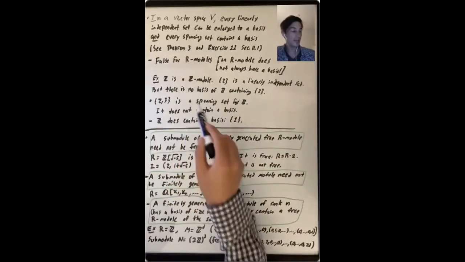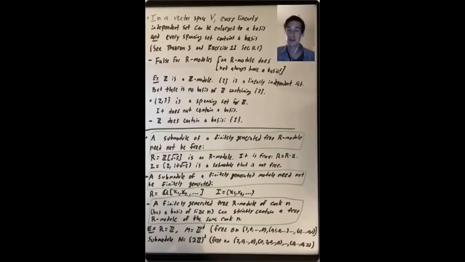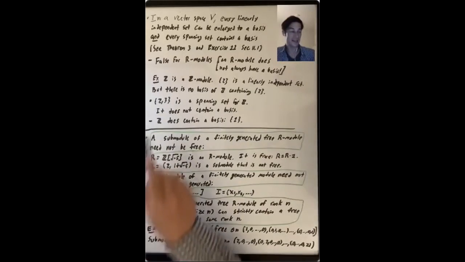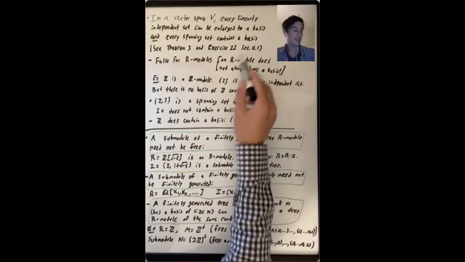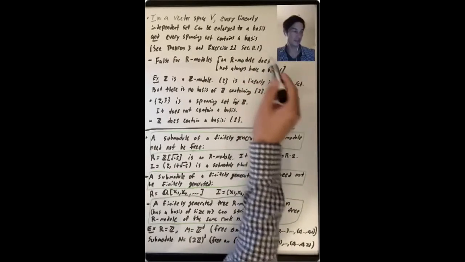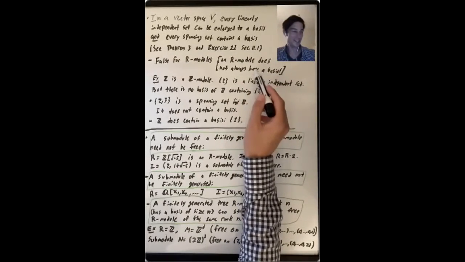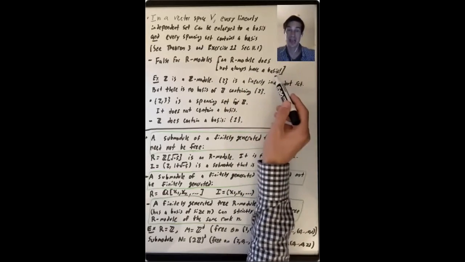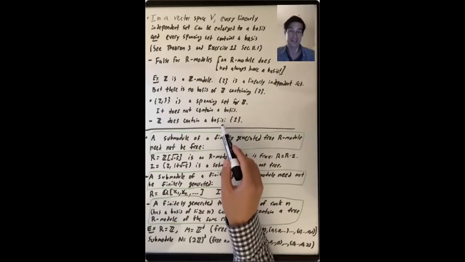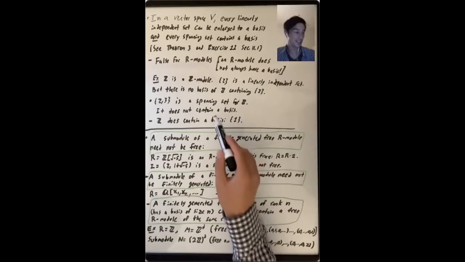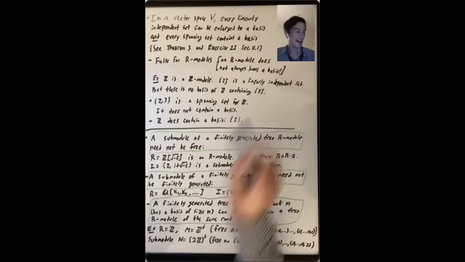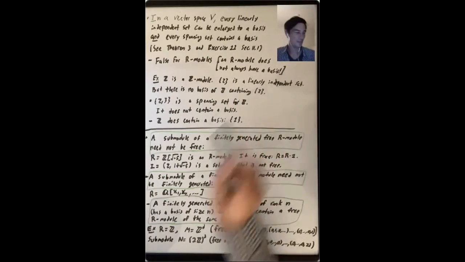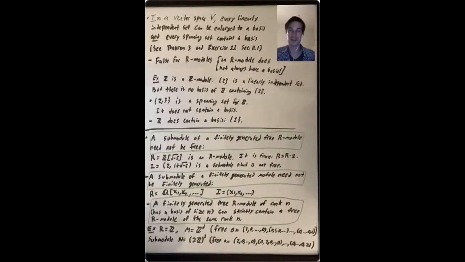The set {2, 3} is a spanning set for Z, but it does not contain a basis because 2 itself is not a basis and 3 itself is not a basis. And just for emphasis, this is not failing because we have an R module that doesn't actually have a basis. Z does have a basis, 1. It's just that 1 is not contained in {2, 3}. And we already talked about this first example here.